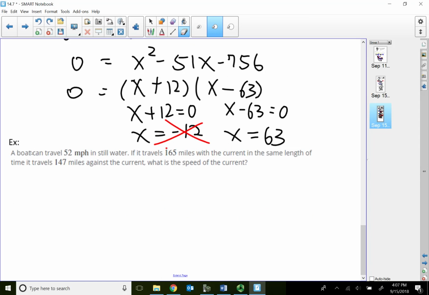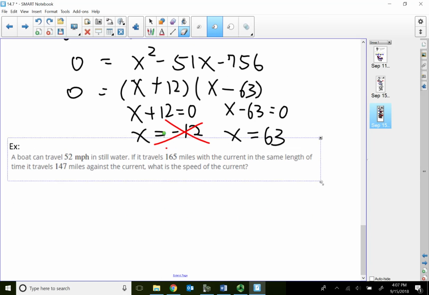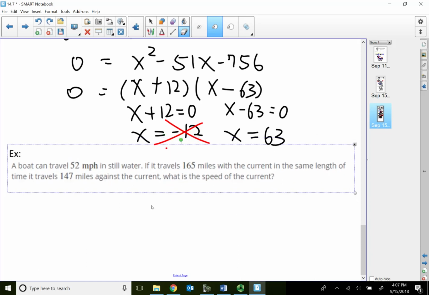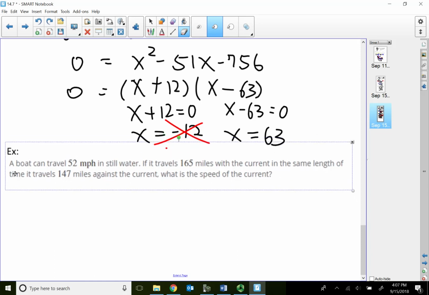All right, this is very interesting. We haven't done the boat question before, or the airplane question. This one says a boat can travel 52 miles per hour in still water if it travels 165 miles with the current in the same length of time as it traveled 147 miles against the current. See right there, same length of time. Against the current is a slower speed, so I cannot go quite 165 miles.